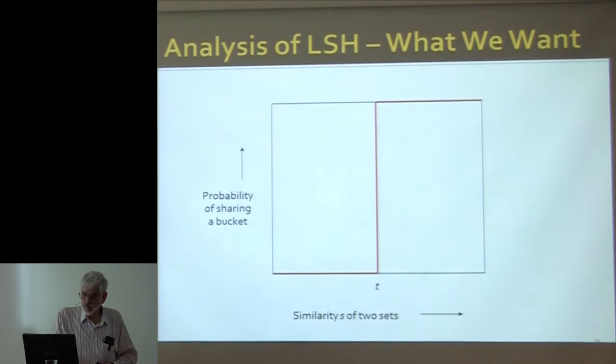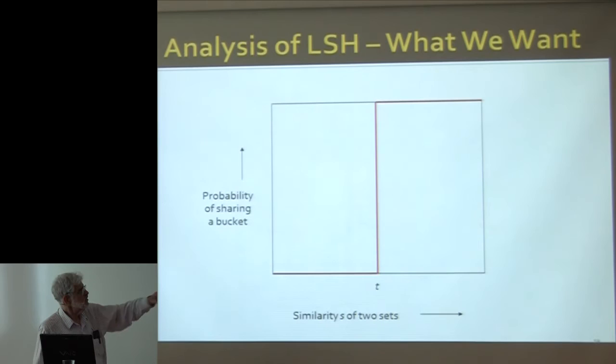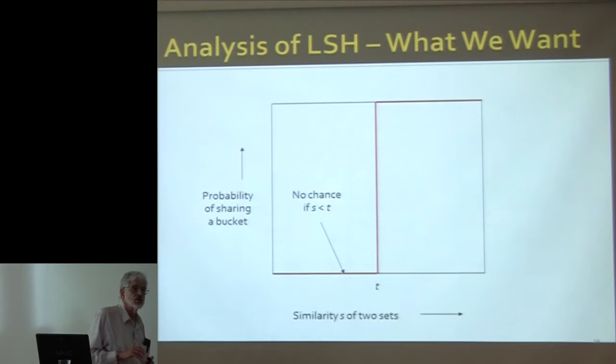Okay, so what I'd like to finish up with is to draw some diagrams that show you what this process actually gives you. This is the ideal. Again, the horizontal axis is the actual similarity of two sets, and T is the threshold value above which we want to declare them similar. We'd like the probability of sharing a bucket to be zero if the actual similarity is less than T, and we'd like it to be one if it's above T.